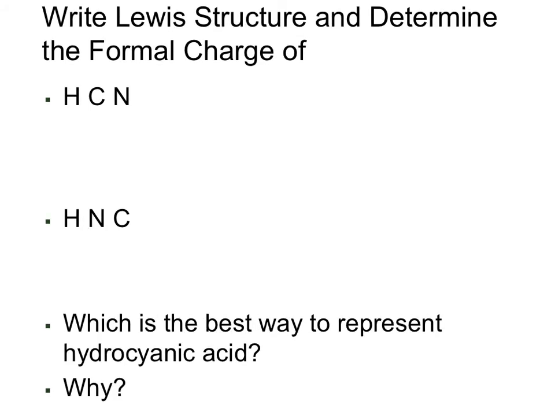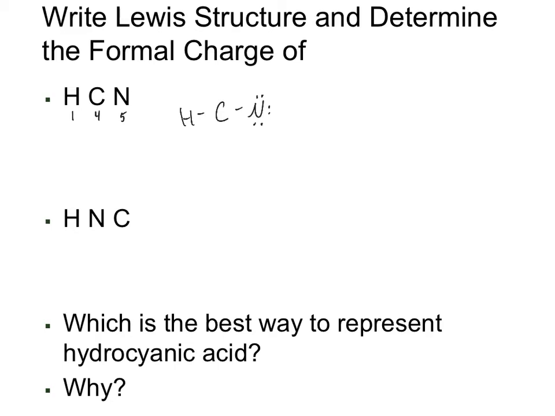And so hydrogen has 1 valence electron, carbon 4, and nitrogen 5. So we have 10 electrons to work with. We place carbon in the middle. We've placed 4 electrons. We'll put lone pairs on our outer atoms. So now we've used 10 electrons.